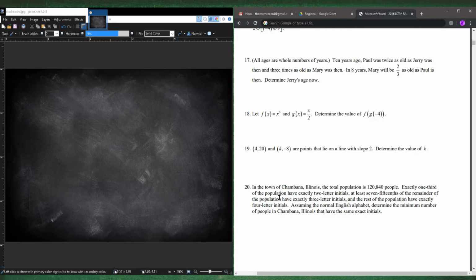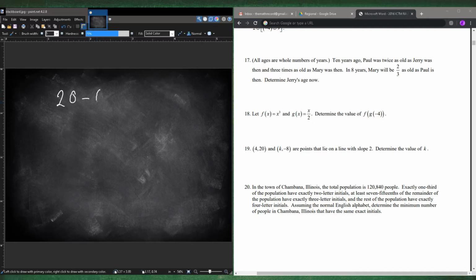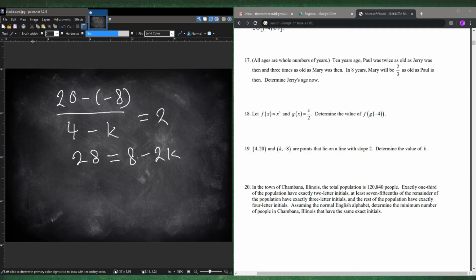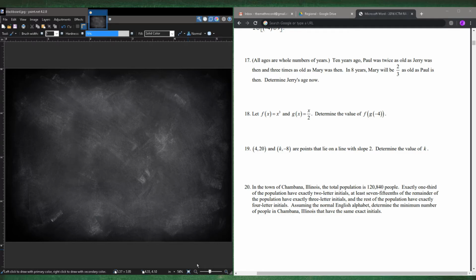Okay. Number 19. The points 4 comma 20 and k comma -8 lie on a line with slope 2. Determine the value of k. To calculate slope, it's just change in y over change in x. So 20 minus -8 over 4 minus k is equal to 2. That gives 28 equal to 2 times 4, which is 8, and 2 times negative k is -2k. So 20 is equal to -2k. So k is equal to -10. So the answer for number 19 is -10. It's basically just slope.